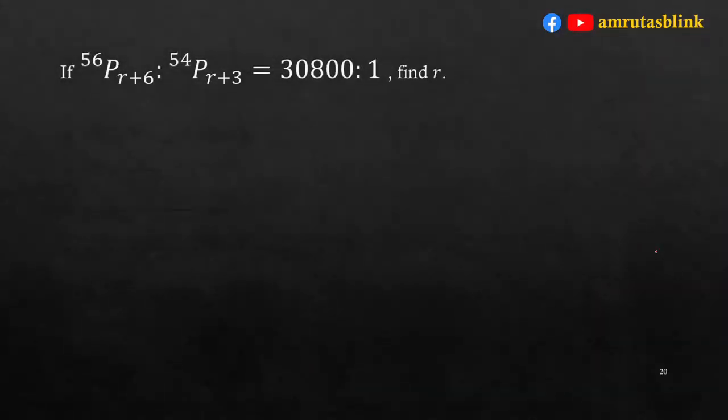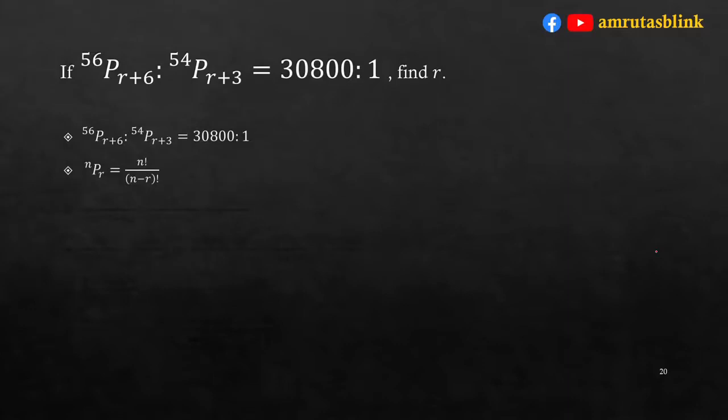Moving to the next problem: 56P(r+6) is to 54P(r+3) is equal to 30,800 is to 1. Find out r. Now here the ratio of two permutations is given and we need to find the value of r. Now 56P(r+6) is to 54P(r+3) will give you 30,800 is to 1.